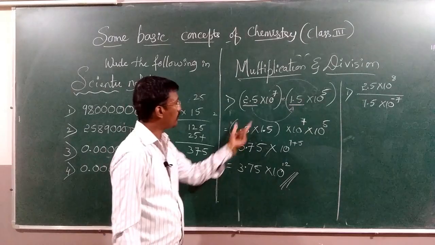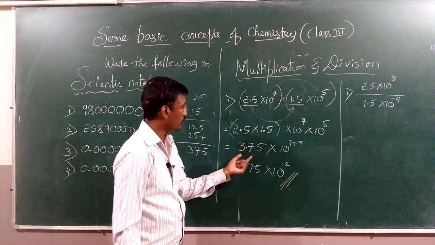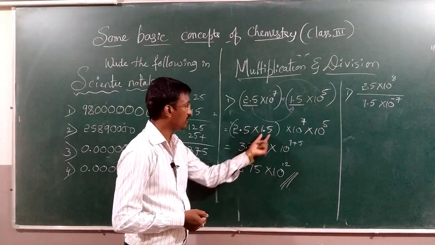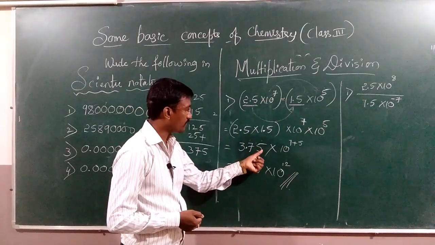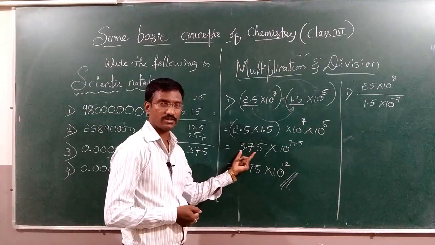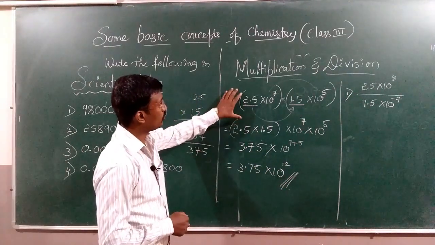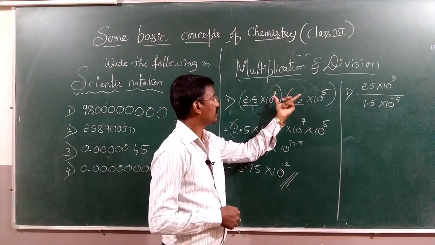So here I have multiplied 2.5 into 1.5. Multiply these two, we are going to get 375. The point you have to keep after 2 decimals. Here 1 and here 1, so total it is 2. Therefore, I have kept the point after 3 and 7, 3.75 into 10 raised to 12. This is the answer.